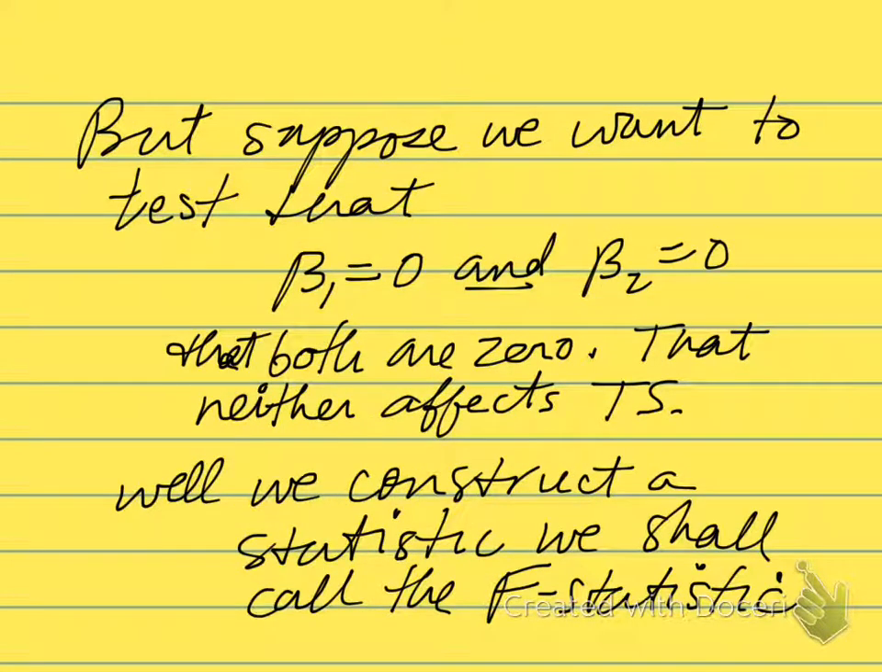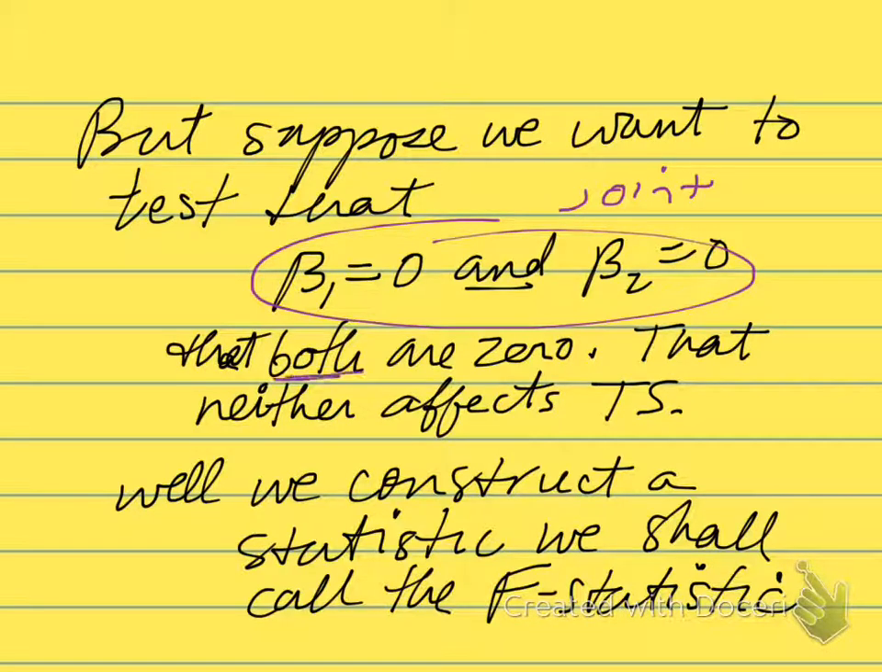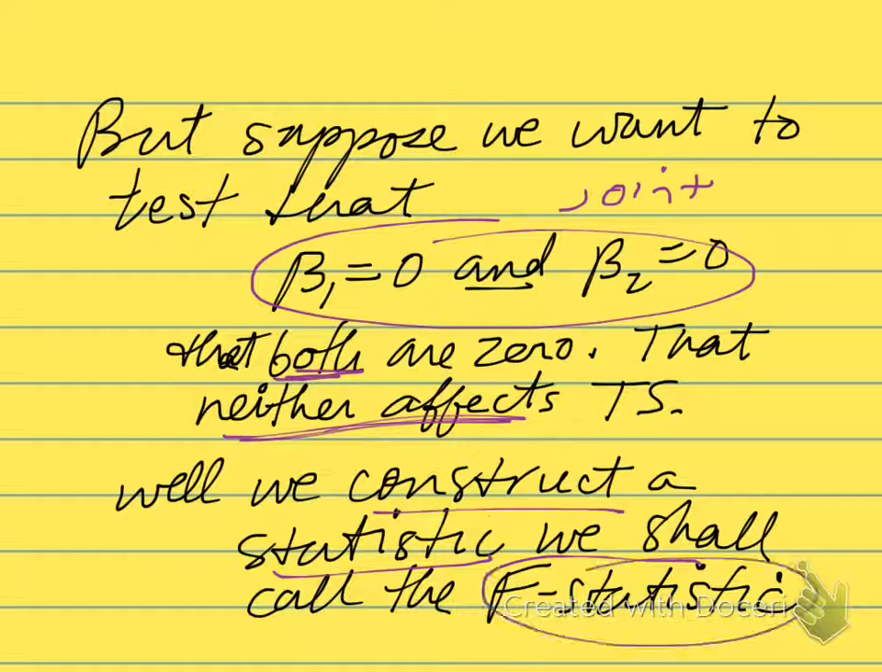So those are individual hypothesis tests, but sometimes we have a joint hypothesis test. We want to test the hypothesis that beta 1 is equal to 0 and beta 2 is equal to 0. That is, that both are 0. That is, that neither affects test scores. So that's a different kind of hypothesis, and we need a slightly different method to test it. But it's going to be very analogous to the t-statistic. We're going to construct a statistic that we're going to call the F statistic. T-statistic, F statistic, not that different, not that hard, right?